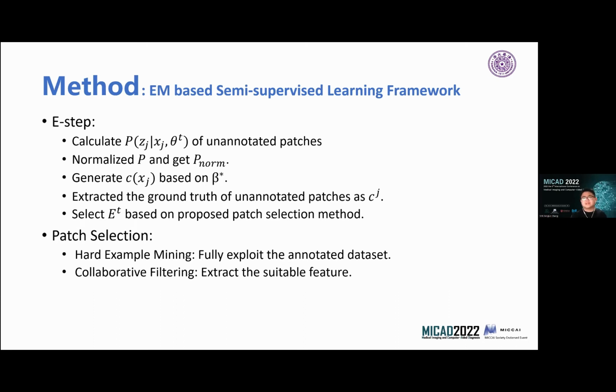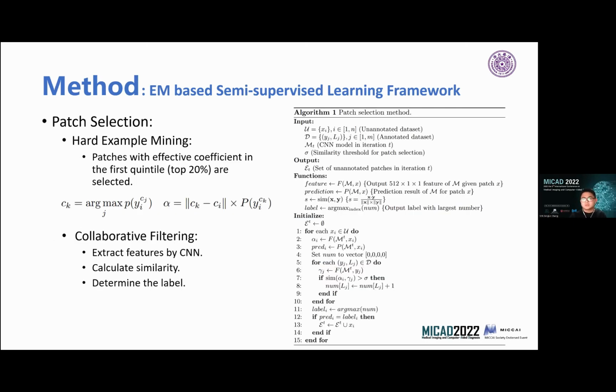The selection method that we use can be easily divided into two parts. The first is hard example mining, which is used to fully exploit the annotated dataset. And then there is collaborative filtering, which is used for extracting suitable features. The hard example mining is used in the initialization step to fully exploit the dataset, especially those with wrong classification results. An effective coefficient alpha is defined here. The higher the value of alpha, the harder the corresponding patch is for the model to train.